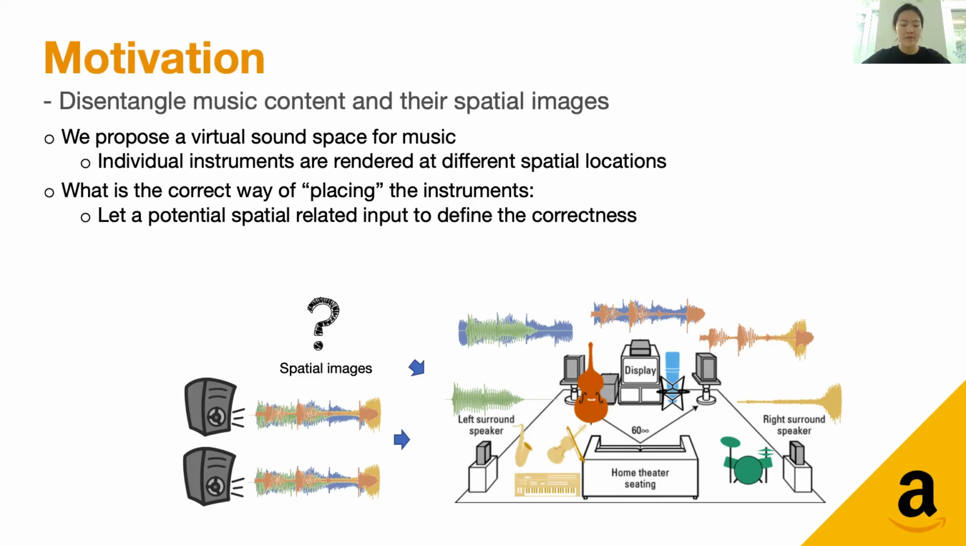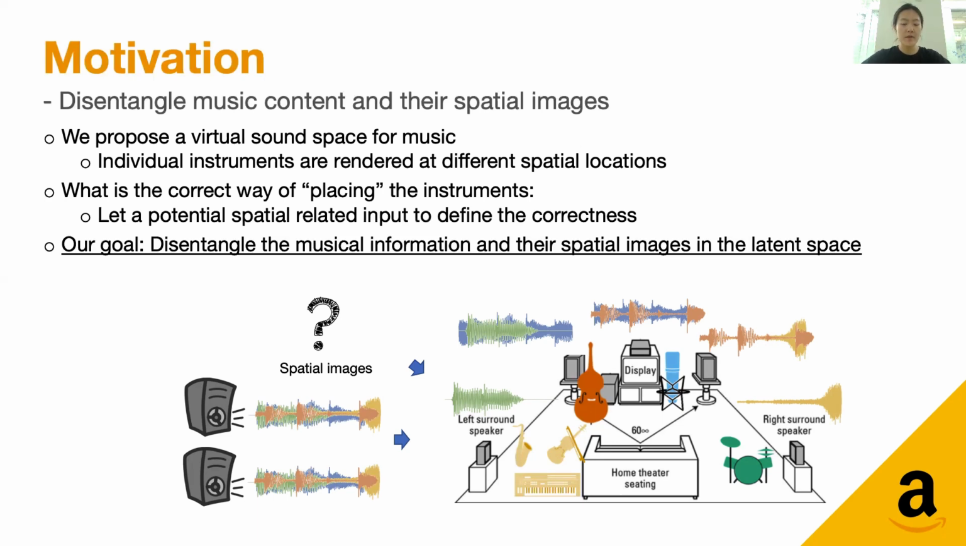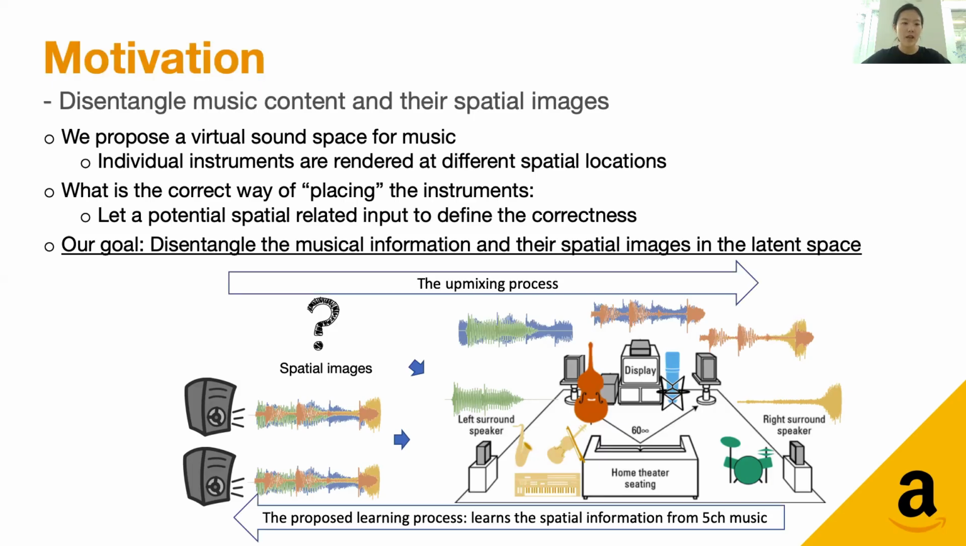There could be different ways of providing spatial images. For example, ask for users' input or reuse the spatial information from an existing 5-channel content. Either way, we will want to disentangle the spatial images and the music content so that we can play with the instrumental positioning independently from the music. We did it by computing the upmixing process backwards, which is disentangling the music content and spatial information from a 5-channel signal representation in order to learn the correct range and format of the spatial images.